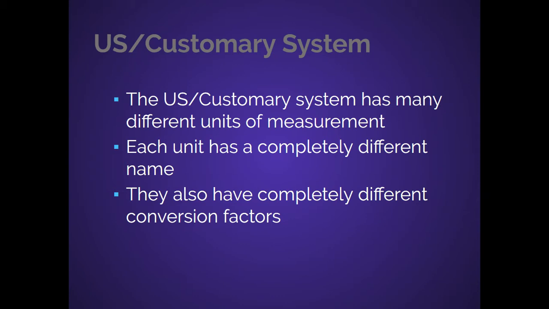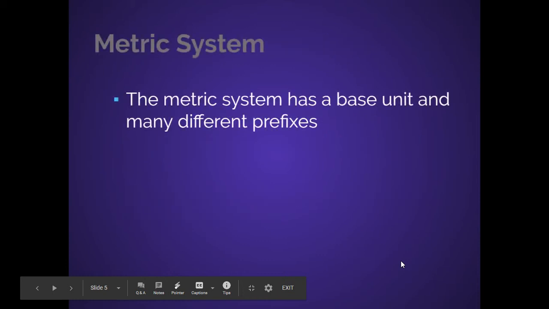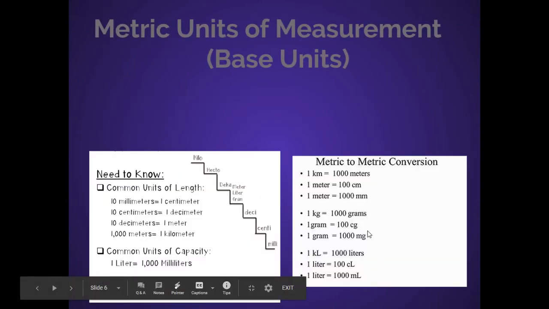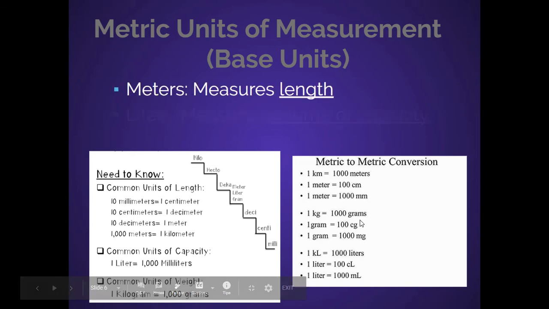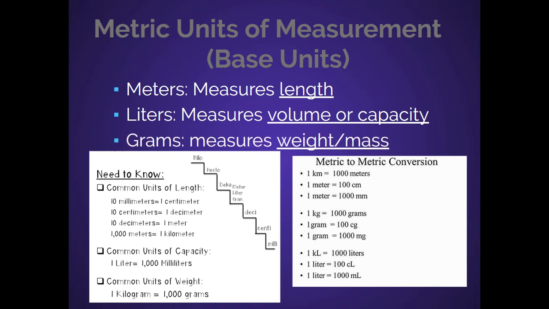So the US system has many different units of measurement, and each unit has a completely different name. They also have completely different conversion factors, which we're going to get into. The metric system has a base unit and then it has many different prefixes. So the base units for the metric system are meters, liters, and grams. Meters measures length, liters measures volume or capacity, and grams measures mass and weight. I've included a couple pictures here that have been helpful throughout the years. I'm going to get into these a little more in depth once we get to those lessons in our book.